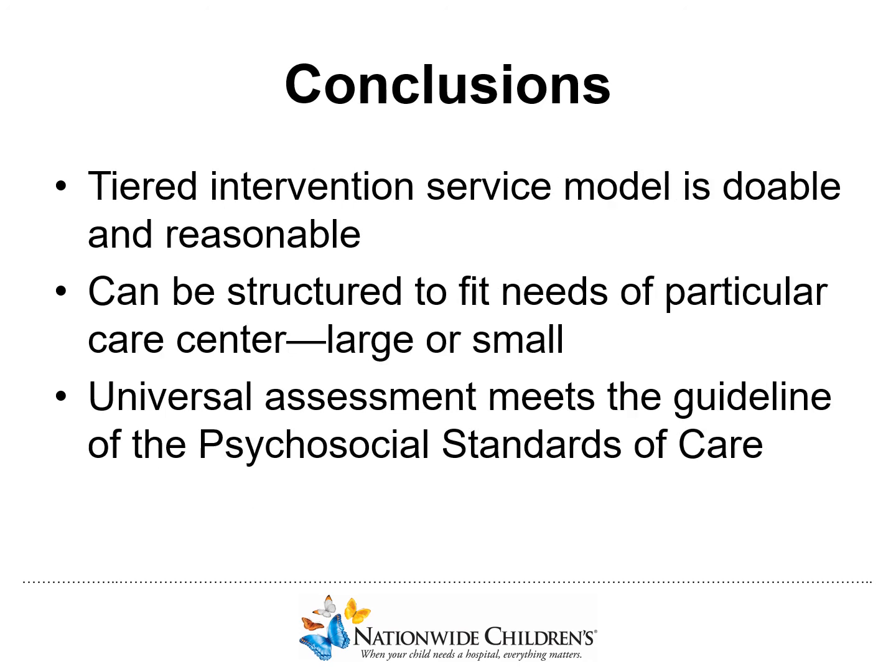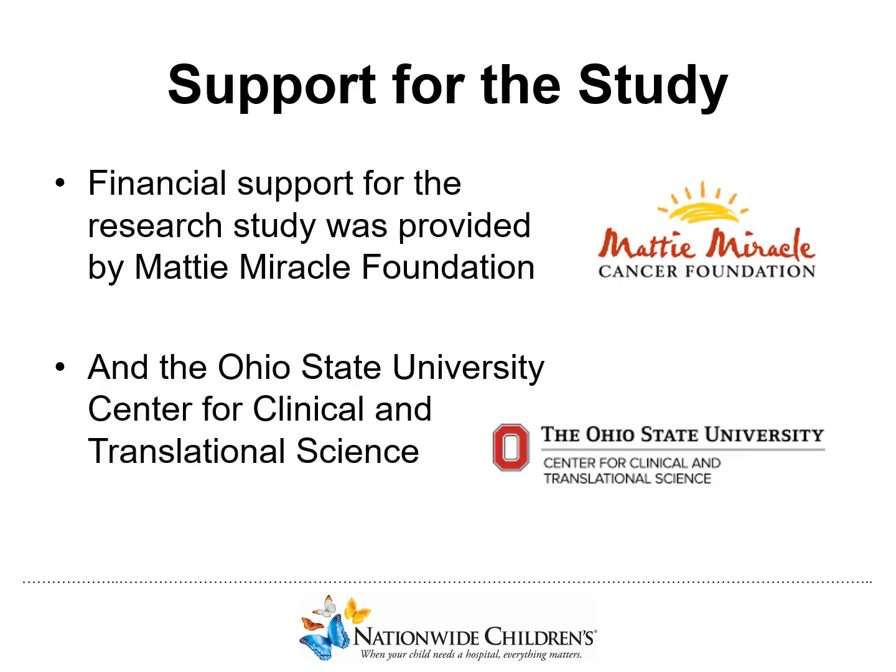So in conclusion, I think we can say again that the tiered intervention service model is doable and reasonable. It can be structured, I think, to fit the needs of any particular care center, large or small. The center would create the menu of services that are available, but universal assessment meets that guideline of psychosocial standards of care, and that is the link to help us move forward to better target our services.